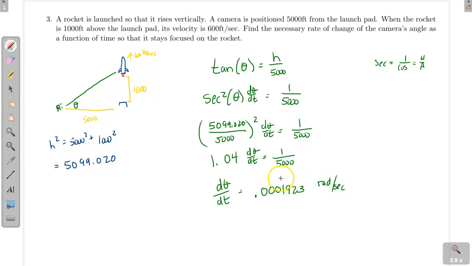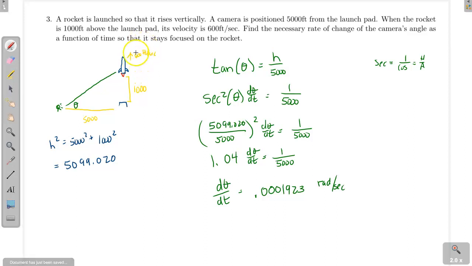And it's just funny because in calc, we can just go to 3 decimal places. So actually the answer would be like 0 if you went to 3 decimal places. But if you go out far enough, you get the small amount of radians per second. So as this thing's rising, the camera actually doesn't have to move super fast to keep it in focus at this exact moment.